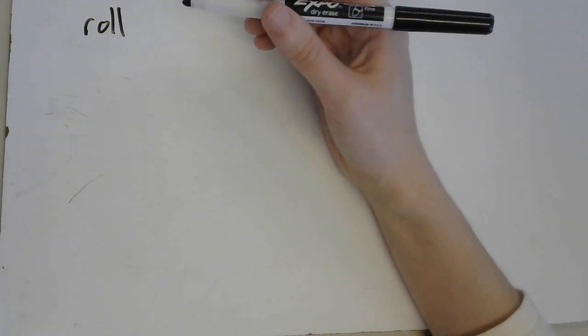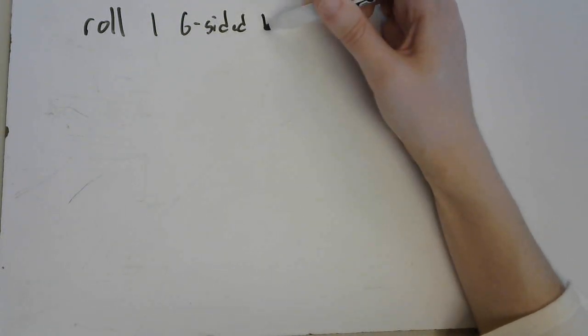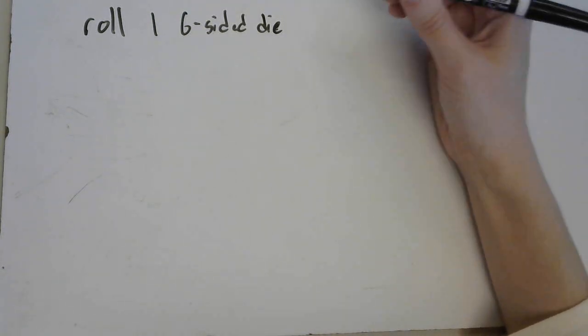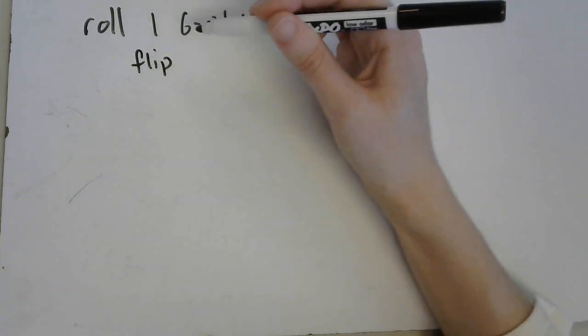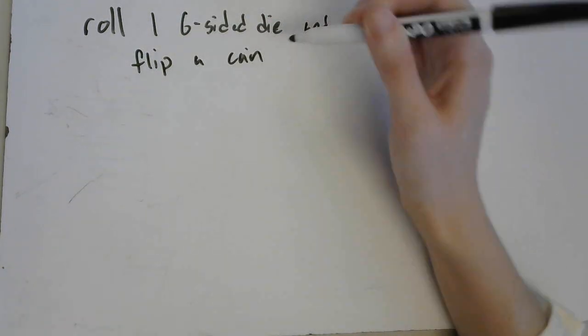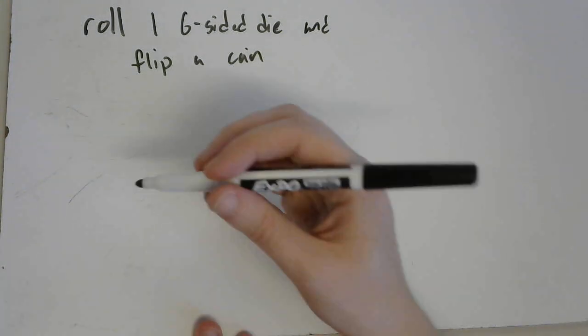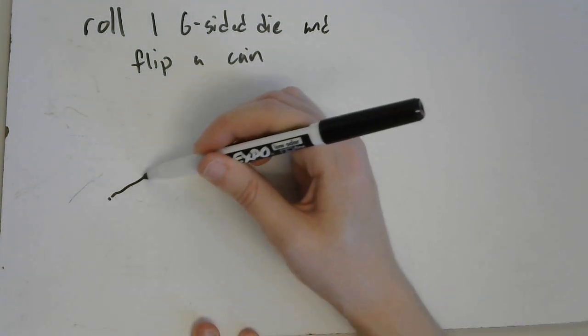Whether for a game or just because we're stuck doing counting problems, we're going to roll one standard 6-sided dice, and then flip a coin. We want to know how many outcomes we've got. So one way to organize that is in a tree diagram.